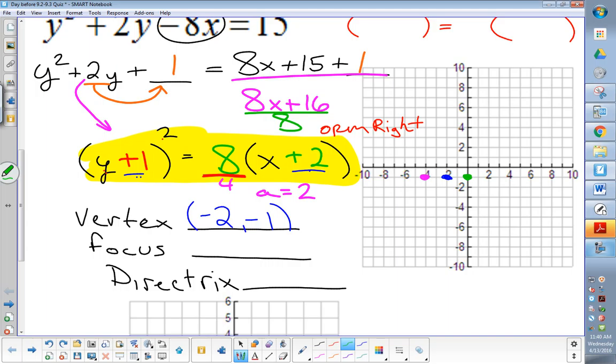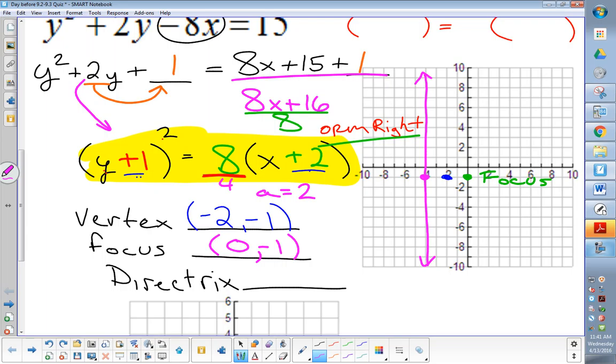Which dot there, Kristen? Pink or green? Which one of those two dots is going to be your focus? The green dot is her focus. Why is that your focus? Because it opens right, that one's going to be our focus. That means the other dot is going to become our directrix. So our focus is at 1, 0, or 0, -1.